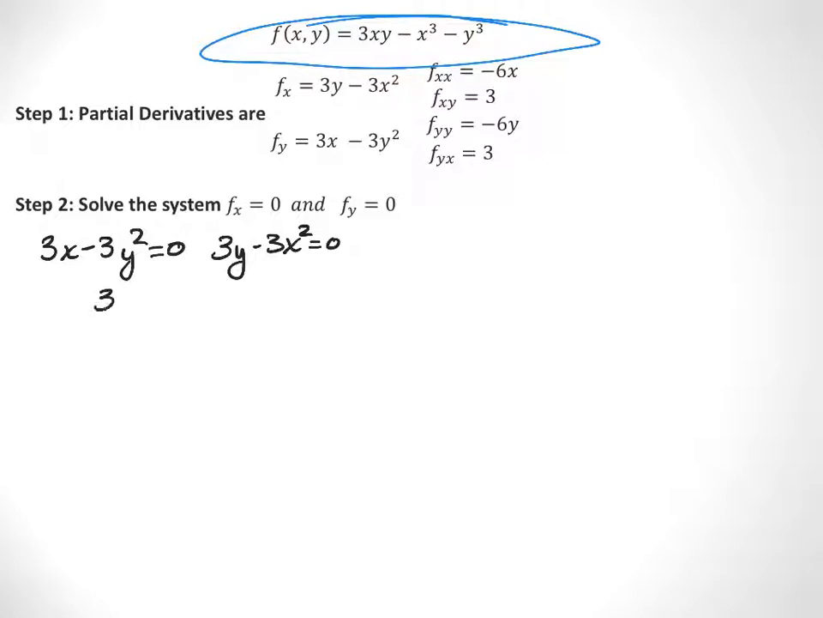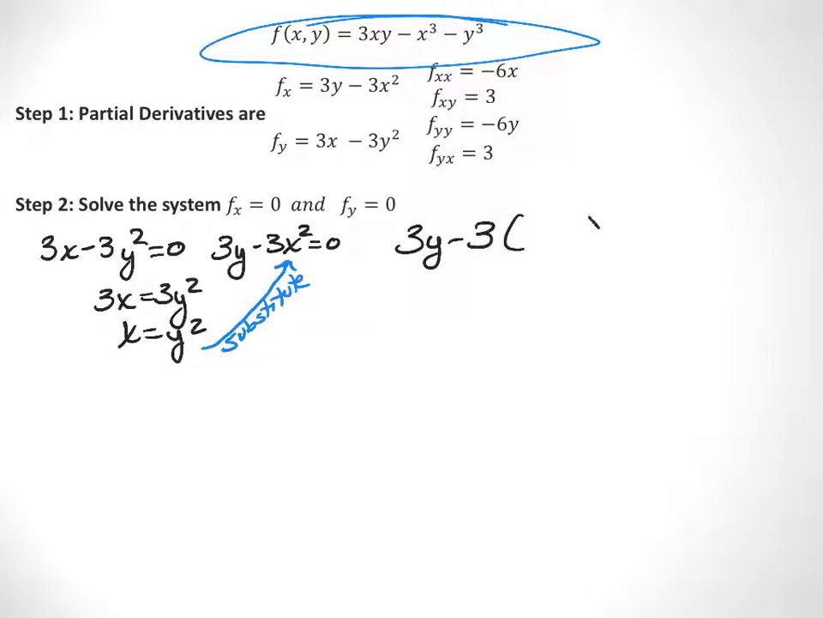Let's solve this one on the left-hand side for x. Divide by 3. And then we're going to substitute that up in here. This is solving systems by substitution. And so we get 3y minus 3 times whatever we're substituting is equal to 0. And what we're substituting in there is y squared. Let's go ahead and distribute that. Y to the second times 2 is 4.